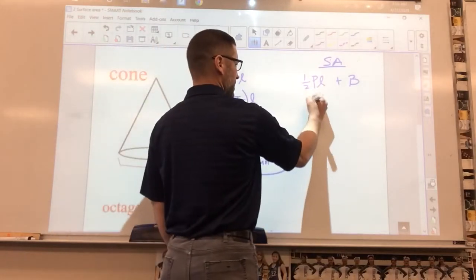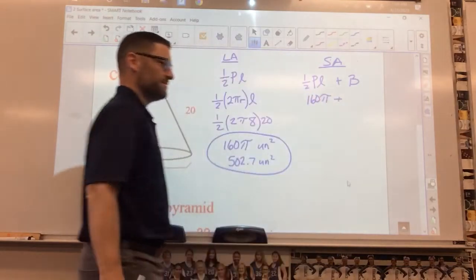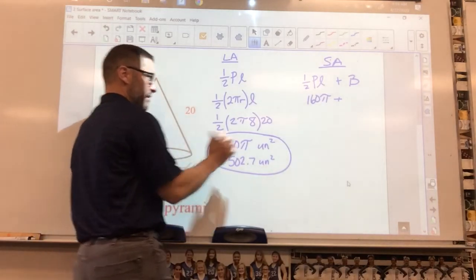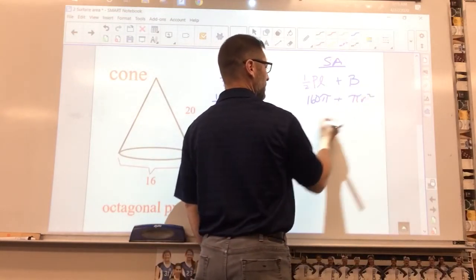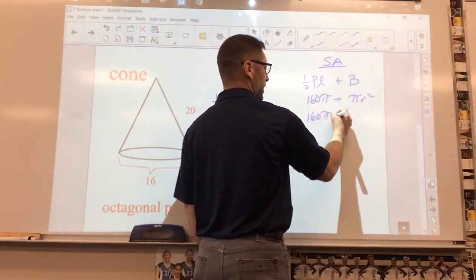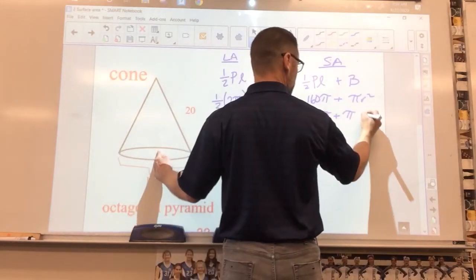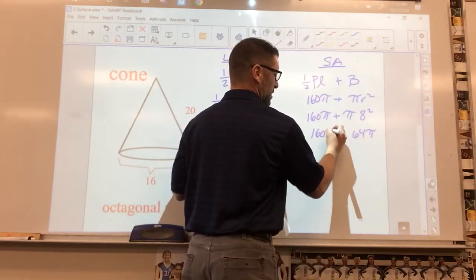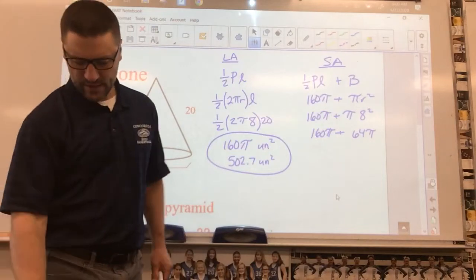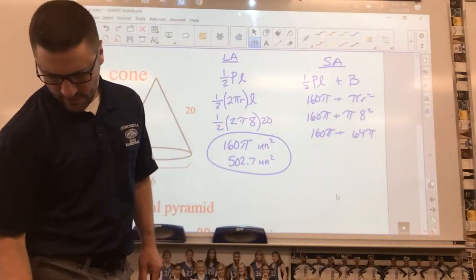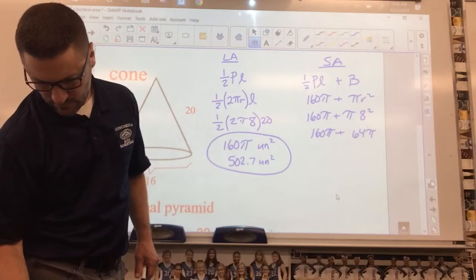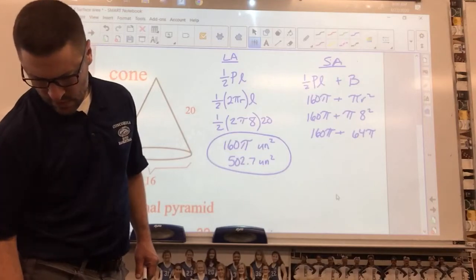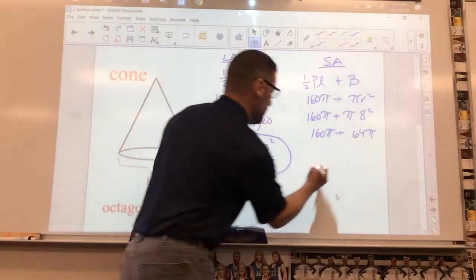160 pi goes right here. 160 pi plus area of the base. Well, again, the base is a circle. Area of the base is pi r squared. So I take 160 pi plus pi, and my radius is 8 squared, or 64 pi. And the answer for the whole surface area is 160 pi plus 64 pi. And I got 703.7.